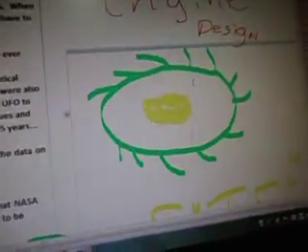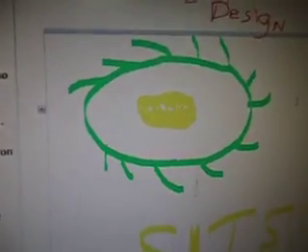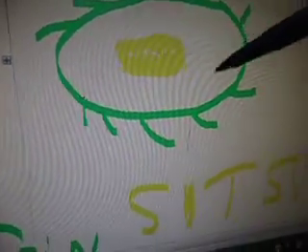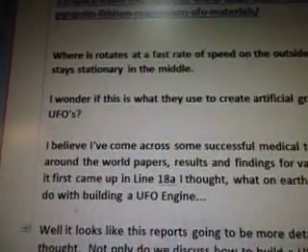So this part here, the green part, it rotates really quickly, and it's got little spikes on the outside to brush away debris. And then inside here, this sits still. That's kind of like the engine room. So, okay, I wonder if this is what they use to create artificial gravity for the UFOs.